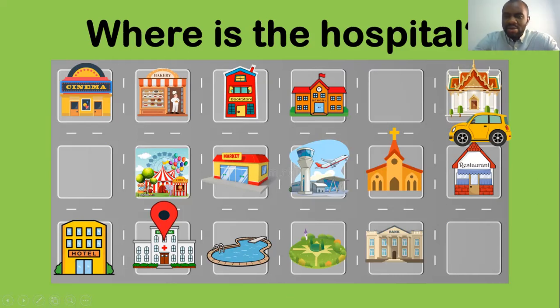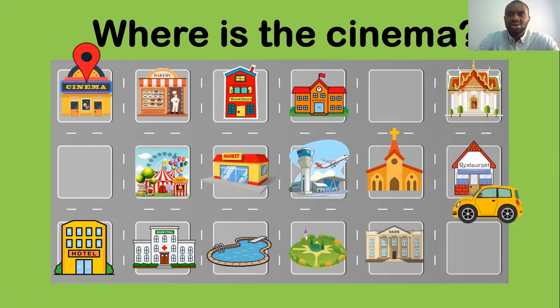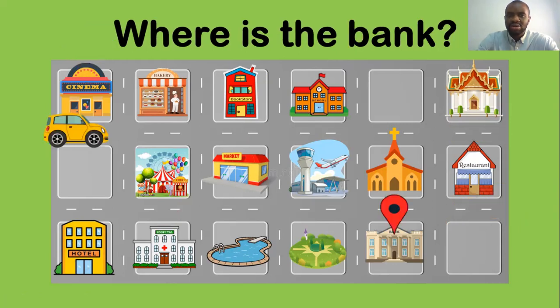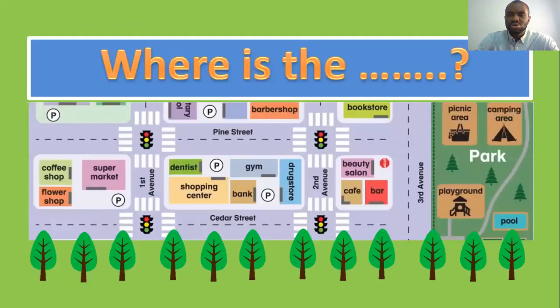Okay, let's see our directions one more time. How do we direct people to places, giving directions? We have to know how to give directions. Cinema, how do you go to the cinema? We turn left, we go straight. Okay, at the bank. How do you go to the bank? At school. How do you go to school? Okay.